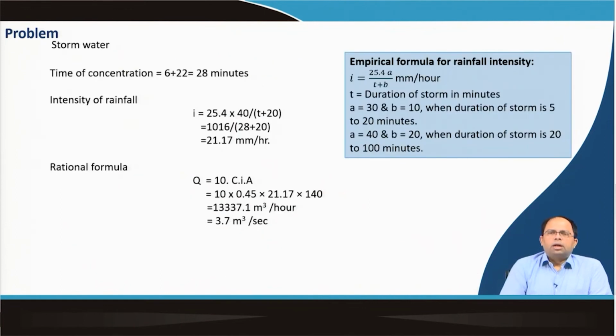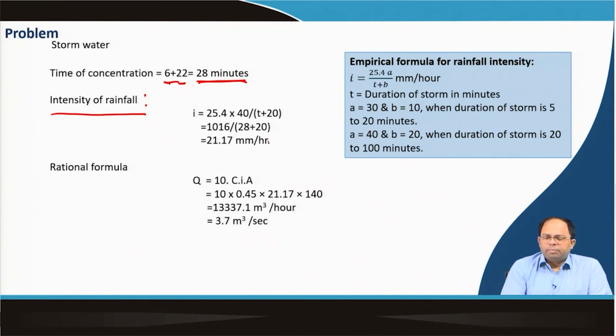Now let us determine the storm water generated. Time of concentration is the inlet time, 6, plus 22, the flow time in the sewer, so that gives us 28 minutes. The intensity of rainfall has to be determined for a 28 minute duration. But we do not have an IDF curve provided with this problem, and the design period or return period is also not given.